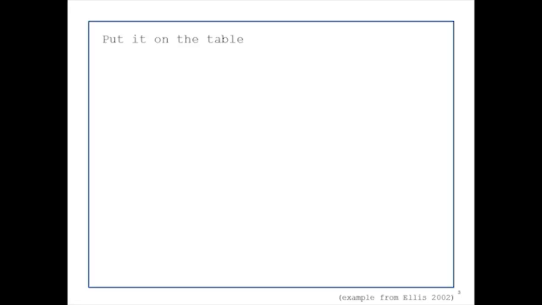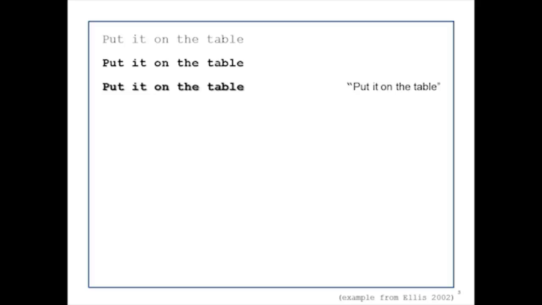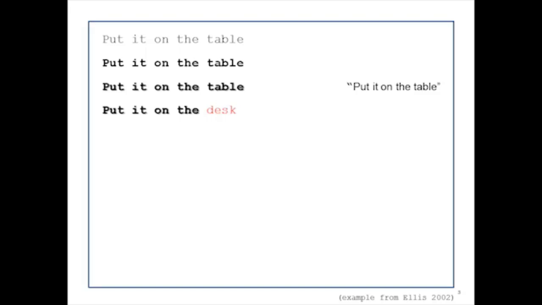Child in the early stages of its development. And the mother says it again, same day, and then the next day, put it on the table. After a while, the child really knows that this form, put it on the table, has a clear meaning to it. And put it on the desk. So, okay, apparently the last slot is interchangeable. You can put different things there. You can put things on different things.